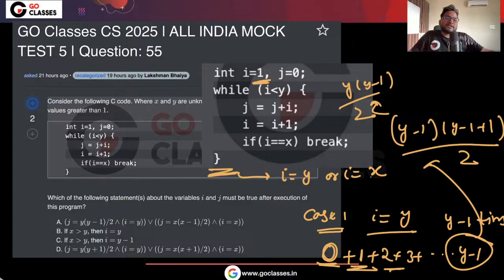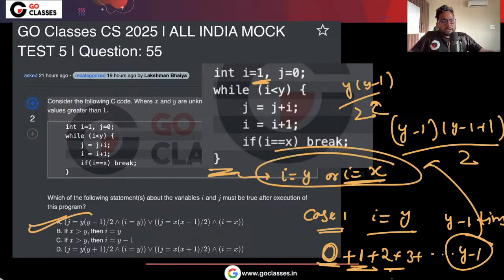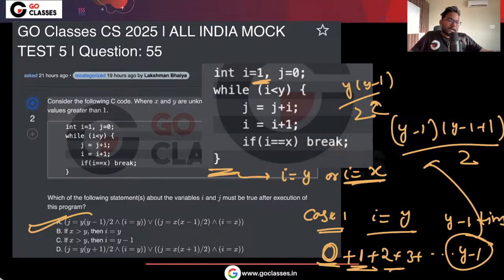Similarly, if i is x, then it will be just running till x minus 1. You will be adding till x minus 1. In that case, j will be x into x minus 1 by 2. Okay, so A is the correct option. It is an interesting question. Are you trying to understand? So either this will happen or this will happen. In any of the cases, you can just check, j will be just getting added up, like this. So A is the correct option.